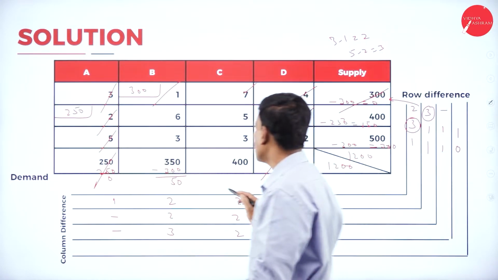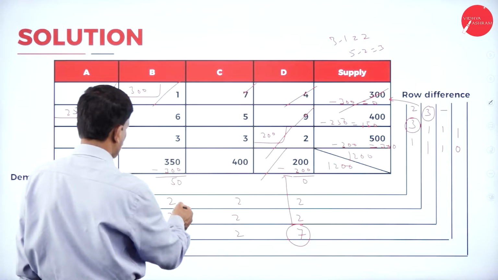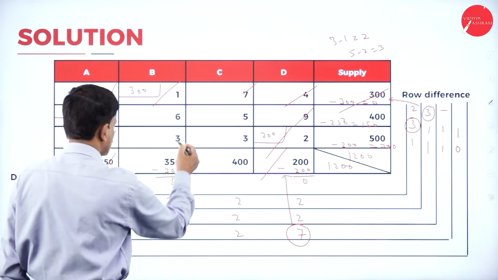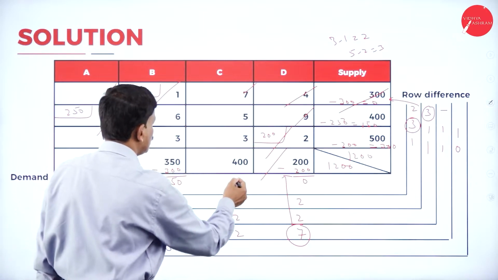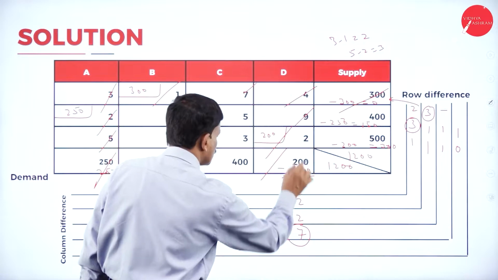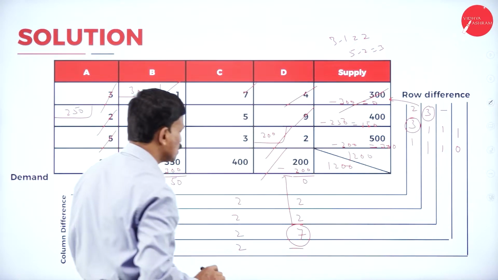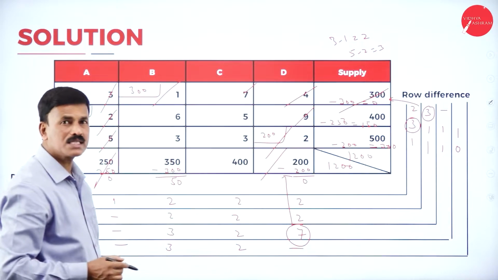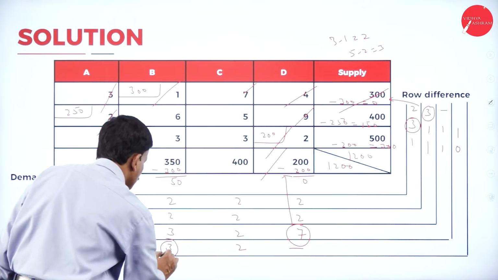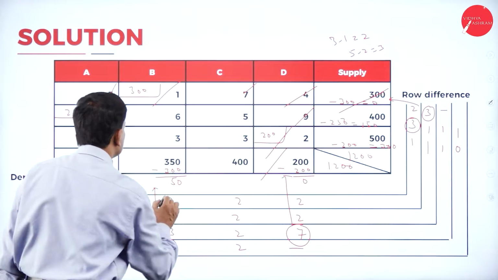Now again come to the columns. So here this is gone. The least value is 3 and 6. 6 minus 3 is 3. Here the least value is 3 and 5. The difference is 2. Here this is deleted, we can remove this. Now identify the maximum penalty. The maximum penalty is 3. This is the maximum penalty corresponding to this.